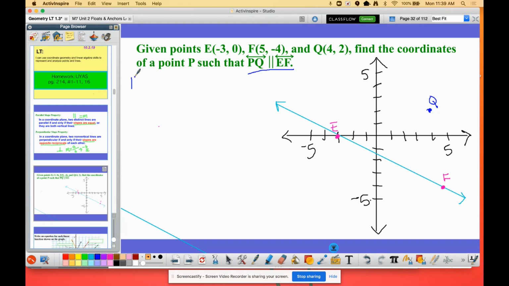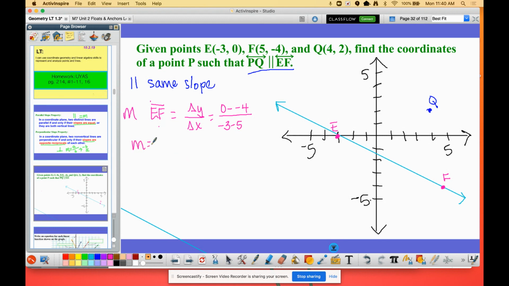And so remember, parallel means same slope. So we need to first find the slope of EF. I'm going to do the slope of EF. Remember that slope is change in y over change in x. So my change in y for EF is going to be 0 minus -4, and then my change in x is -3 minus 5.